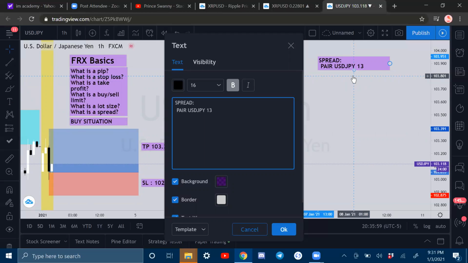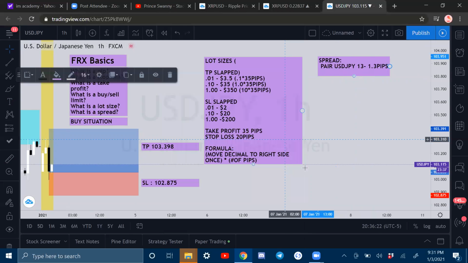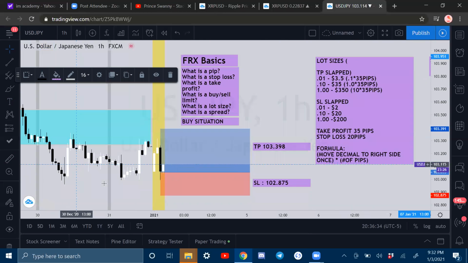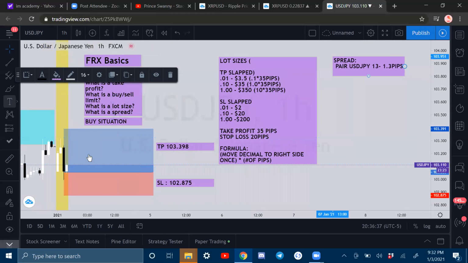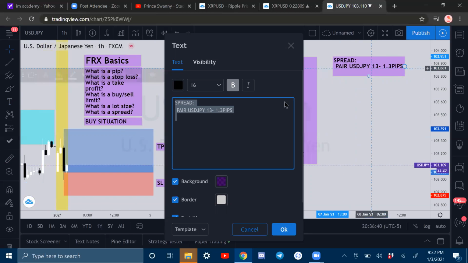Every pair has a spread. Anytime you enter a trade, your spread is deducted from your entry. So 13 means 1.3 pips. Pretty self-explanatory. Move the decimal to the left side once, and you can read how many pips the spread is. So, for example, let's say the current price is 103.115 and you wanted to enter the market on a buy. Just for an example, that would not be a good entry, but just for an example, the price is right now, let's jot this down.